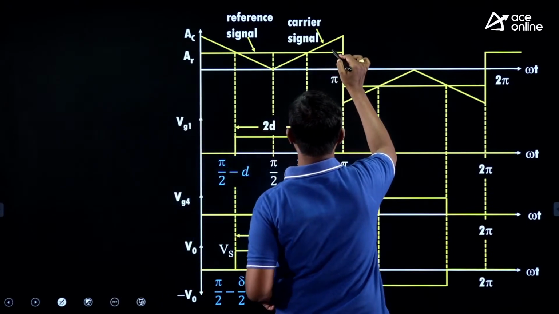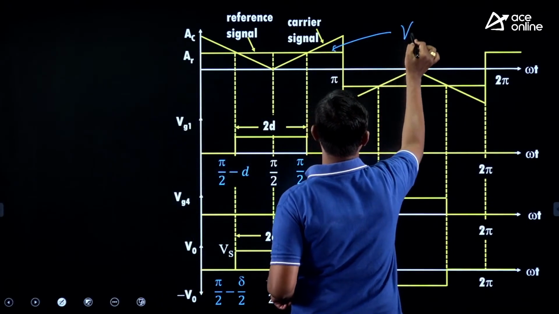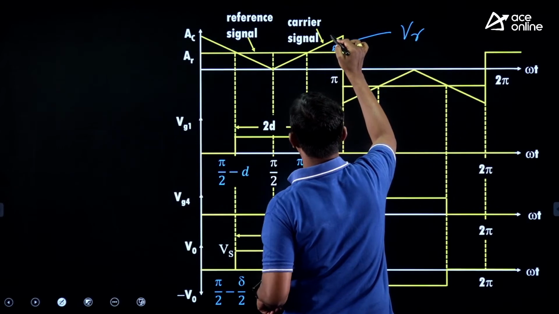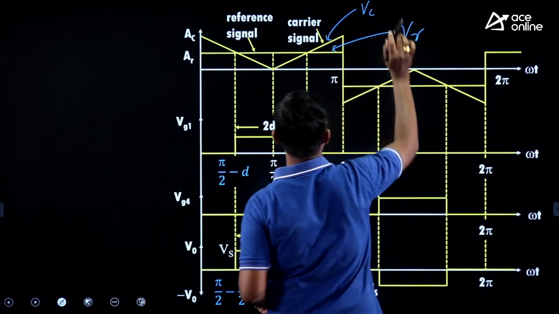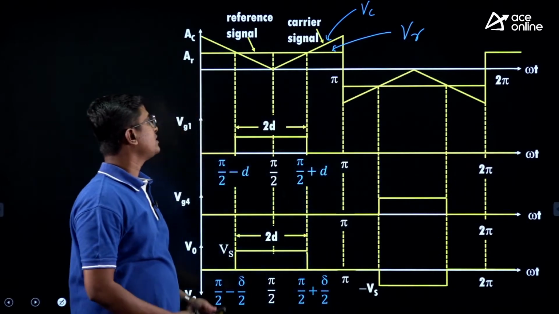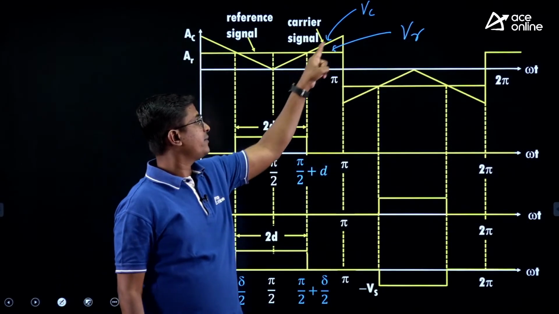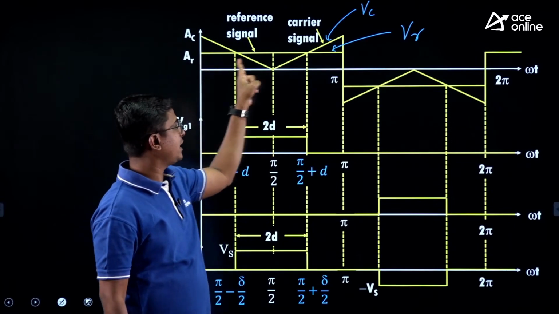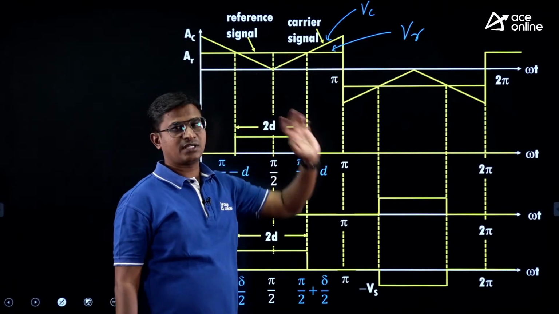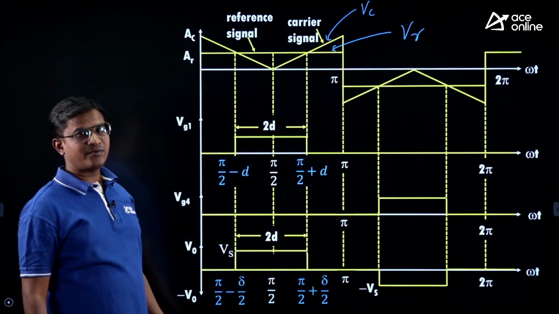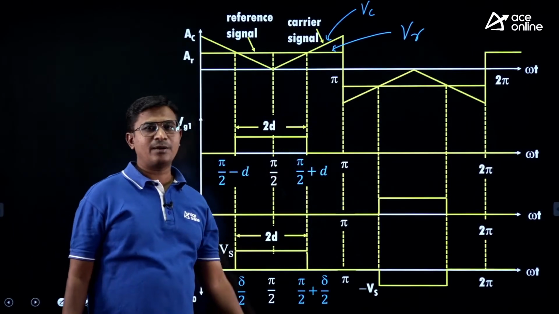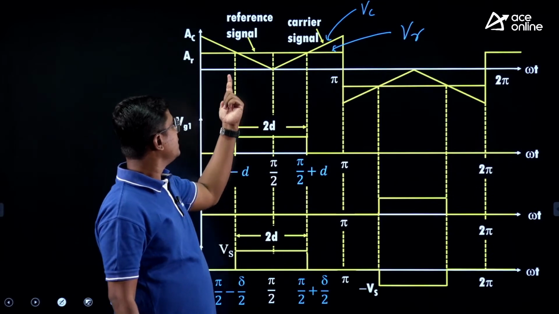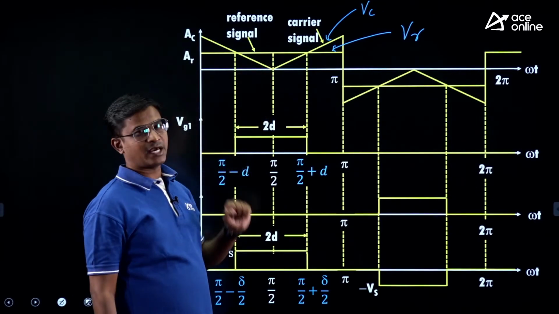It indicates my reference signal, and this triangular is my carrier signal. Yes, this is a carrier signal VC. These two signals, right? This is my triangular carrier signal, and this is a rectangular, which is a reference signal. These two signals I have given as an input to the comparator. What is the comparator doing? The comparator is simply comparing the magnitudes of VC and VR.